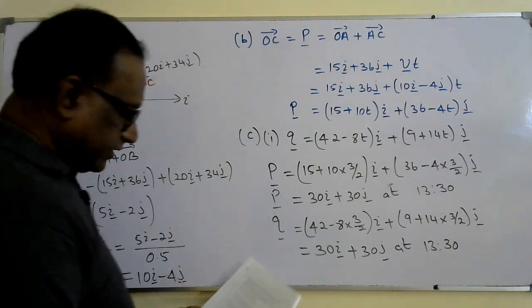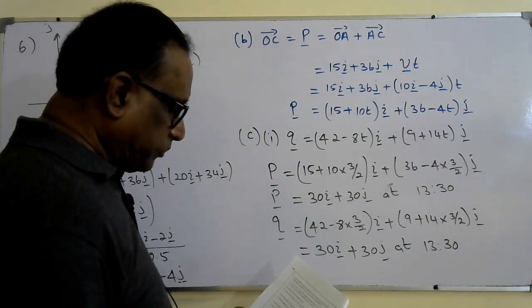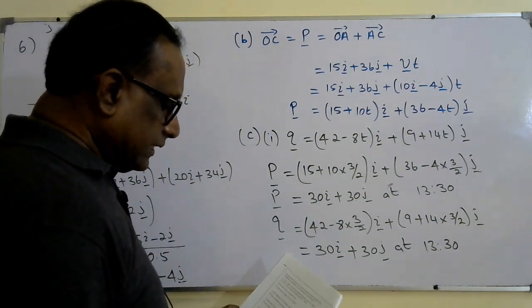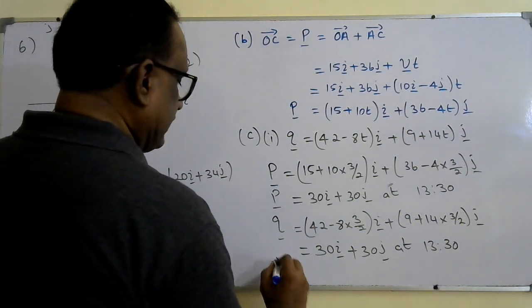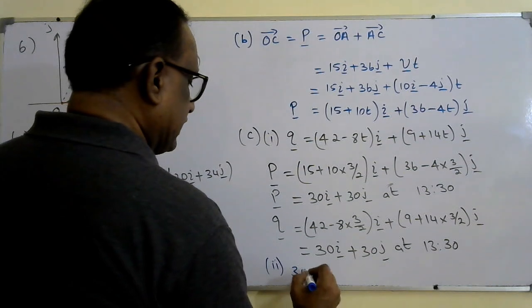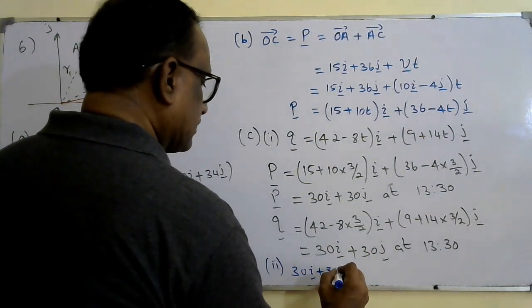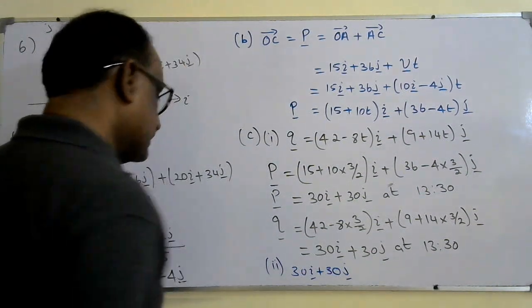Second part, C part, find the position vector of the point at which the collision would occur. Anyway, we found the position vectors. We did that, so nothing to do again. So just put 13I plus 13J. See, already we found it. That's the answer, second part.